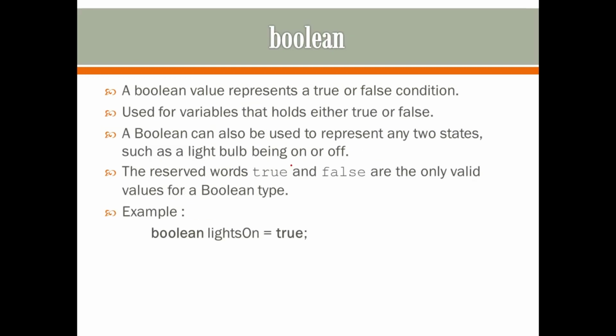Next, boolean. A boolean value represents true or false conditions. This means that the variable holds either a true or false value.